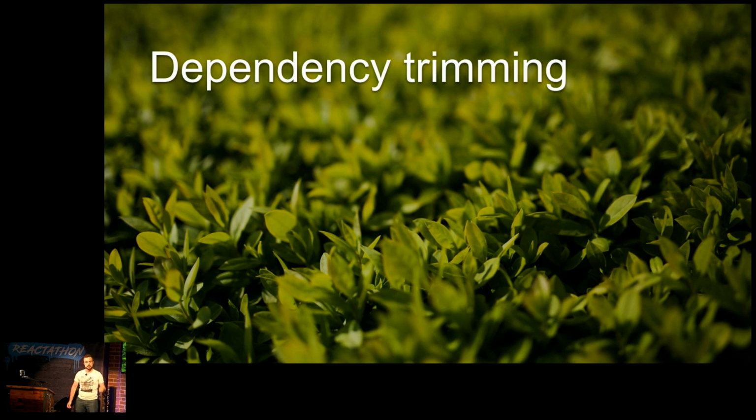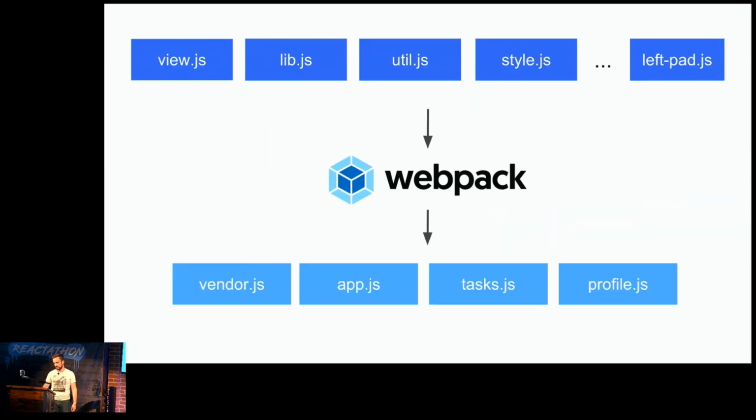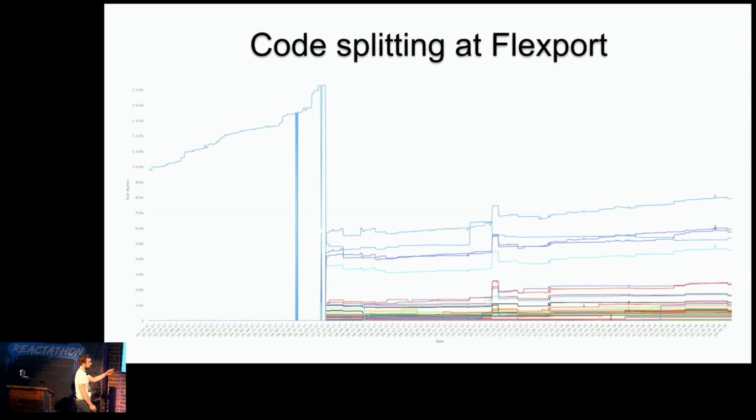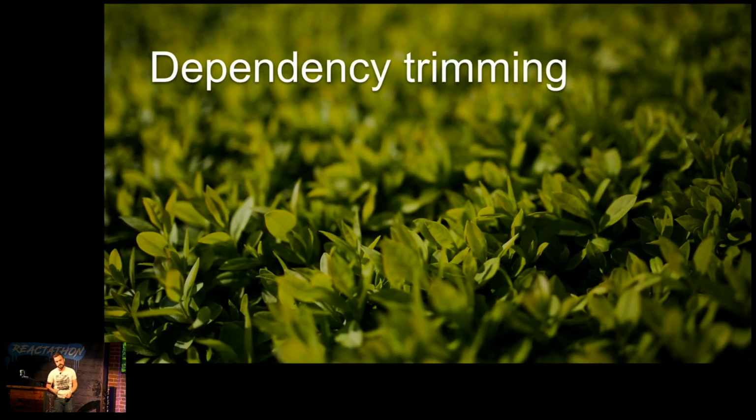But you notice that some of the bundles that we have at Flexport are still really big, like these 4 or 5 at the top. The problem there is that they just have a lot of dependencies, and it's not obvious that all those dependencies are actually needed at initialization time, at page load time. And so what you can do, which does take work, is do a little bit of dependency trimming. So what I mean by this is, oops.